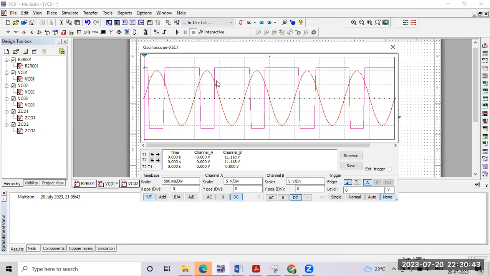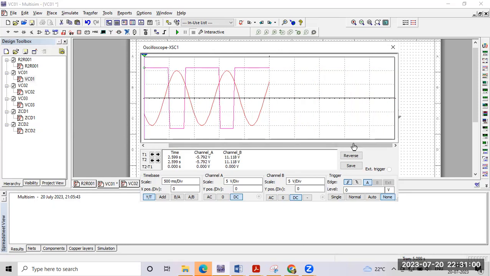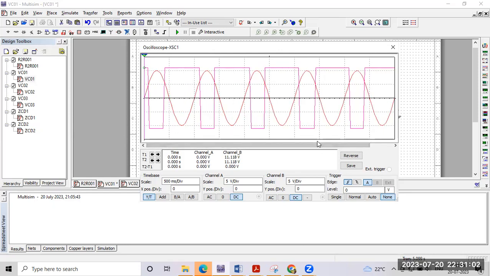Then another reference. Whenever our input reaches the other reference, 6 volts, our output will change from negative saturation to positive saturation. This cycle will continue. Okay, this is how we should understand the voltage comparator.